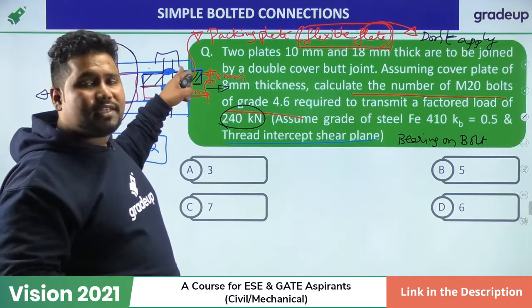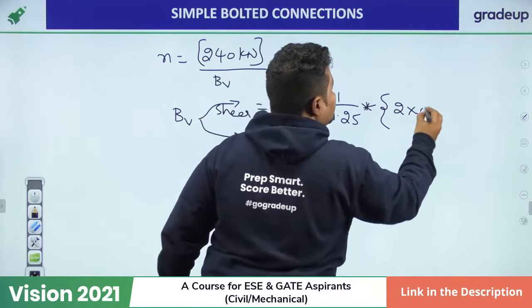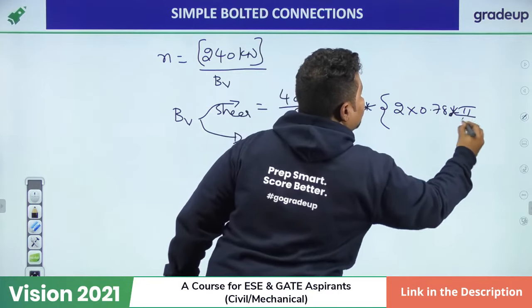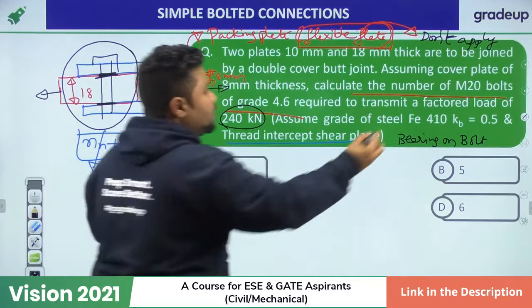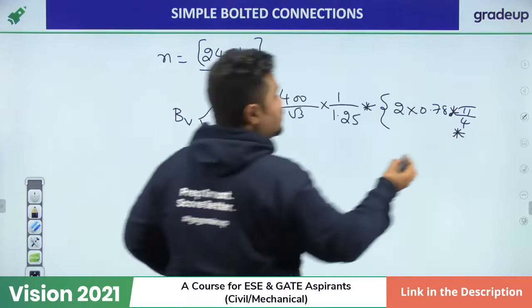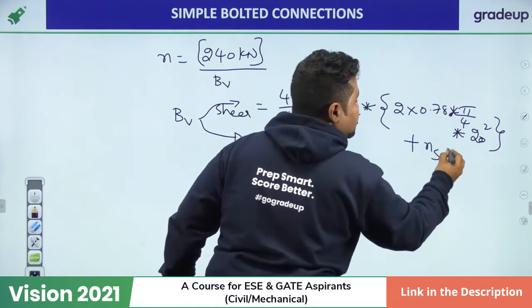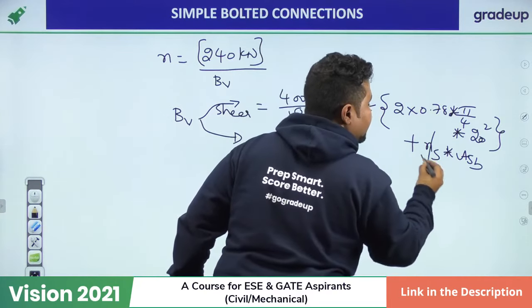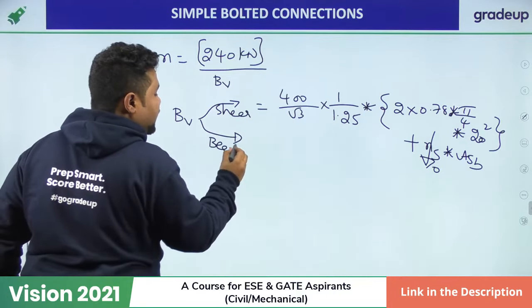Coming to shear, if that is the shear case, you can write 400 by root 3 into 1 by 1.25 into Nn. Nn is 2 here, so 2 into 0.78 into pi by 4 into the diameter of the bolt squared. I think they had given M20 bolts here, so pi by 4 into 20 square. And of course plus ns into ASB, where ns is the number of shear planes intercepting the shank, given as 0.